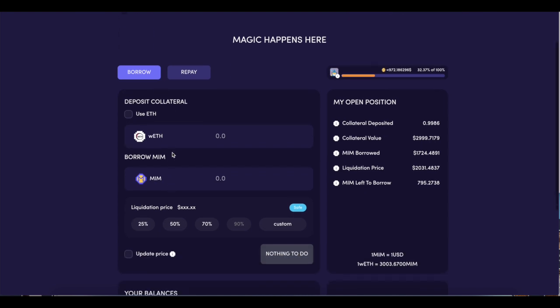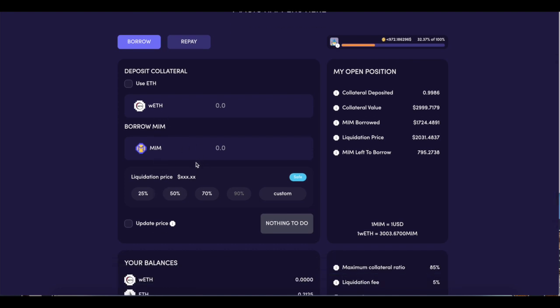So you're going to deposit collateral. You're going to say, I'm going to deposit some wrapped Ethereum, and then I'm going to borrow some MIM. Now, what you would do with this MIM is you would go out and buy some Ethereum, and then you would redeposit your Ethereum as collateral. When you redeposit your Ethereum as collateral, you're able to borrow more MIM. So let's do this example.